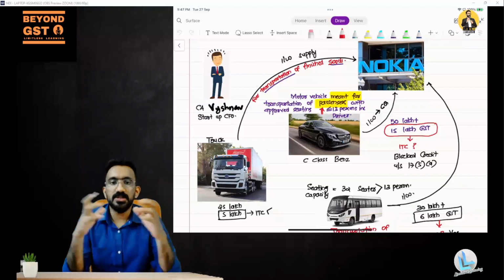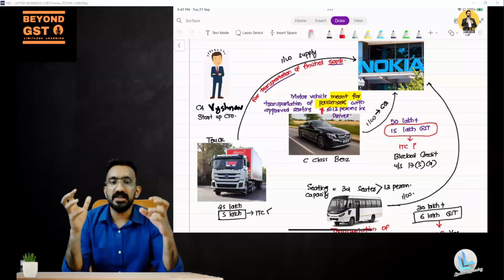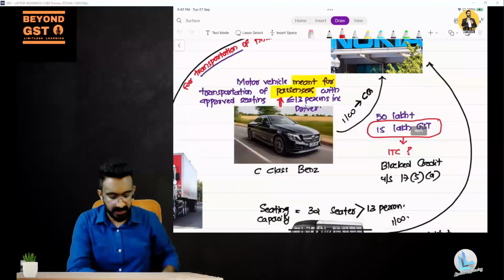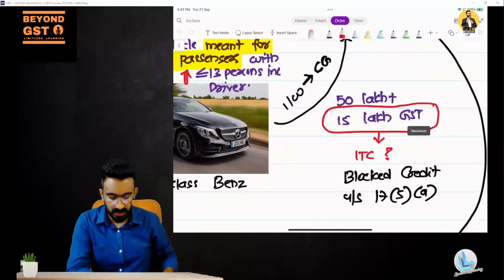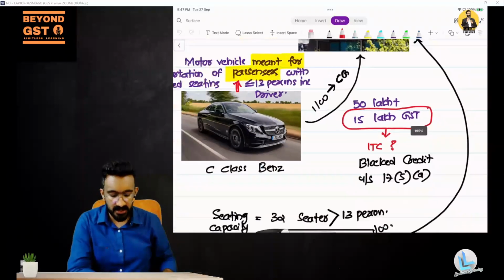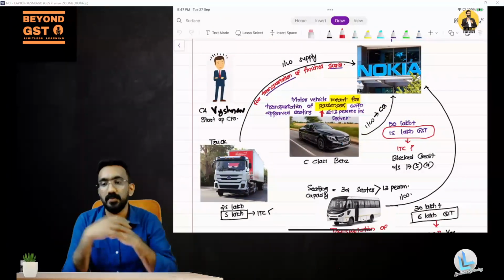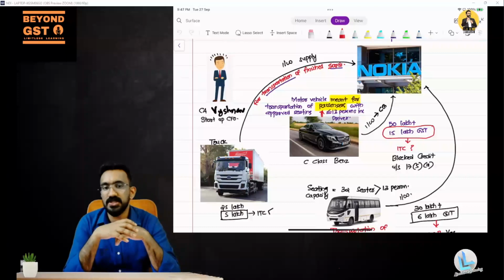The question to you is this: can Nokia take the credit? Suppose they have paid 15 lakhs as GST. So 50 lakhs for the car, 15 lakhs GST. Can Nokia take the credit of this GST paid on purchase of this car for their CFO? No. Why? Which section says it's not allowed?